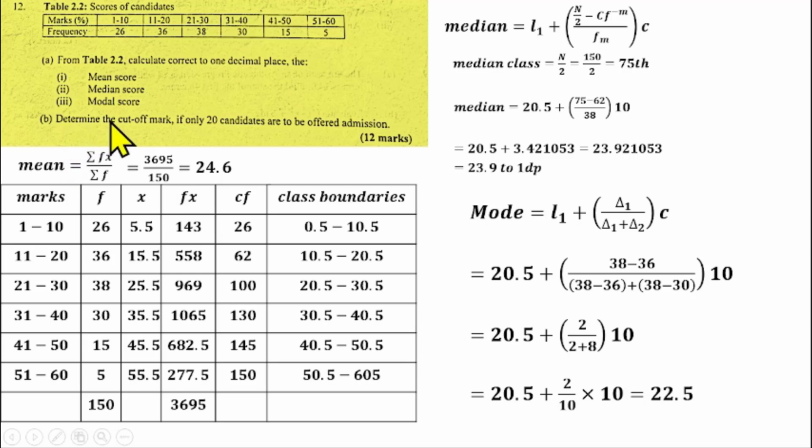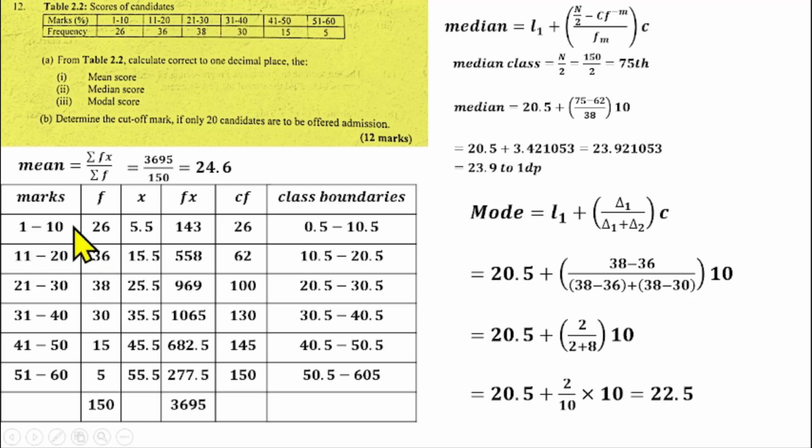Then the last question here: you have to determine the cutoff mark if only 20 candidates are to be offered admission. Don't forget that these are marks from 1 to 60 that students scored. So 20 students will be offered admission. Then how do we know the cutoff mark?